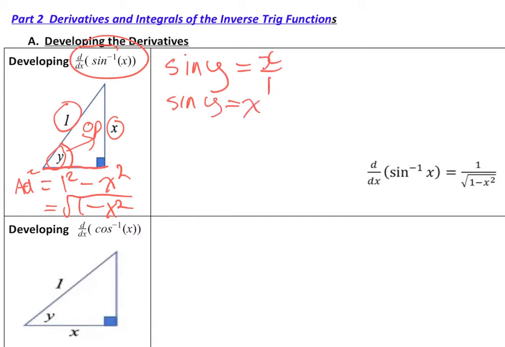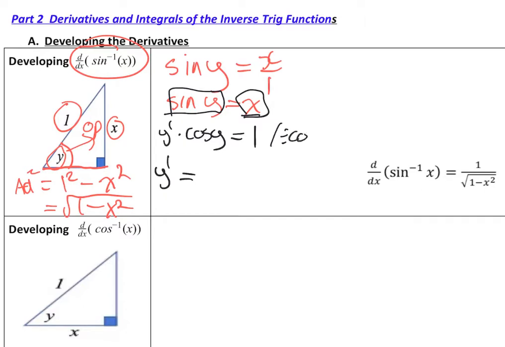Now what I need to do is differentiate both sides. So remember, when I differentiate y, I have to write y prime. So I'm going to differentiate sine of y. Well, I write y prime followed by cos of y, because that's the derivative of sine y. The derivative of this x is 1. How do I isolate for y prime? Well, I write y prime equals, and I divide both sides by cos y. And when I do that, I'm going to get 1 divided by cos y.